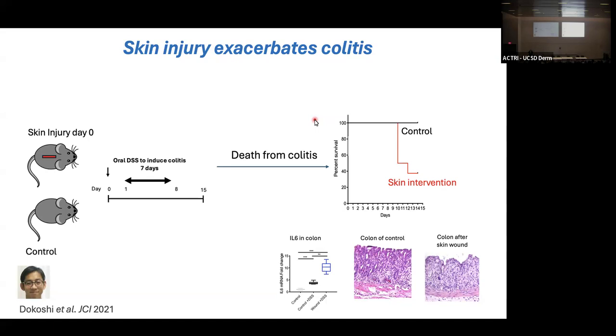So it was very clear to us that there was indeed a communication between the skin and gut. And you could see, in addition to the life and death outcome, the histopathology was different in the colon, and the inflammatory cytokines were very different in the colon.